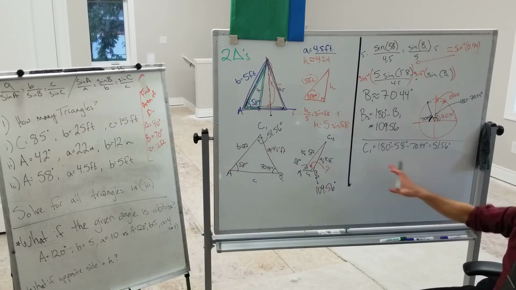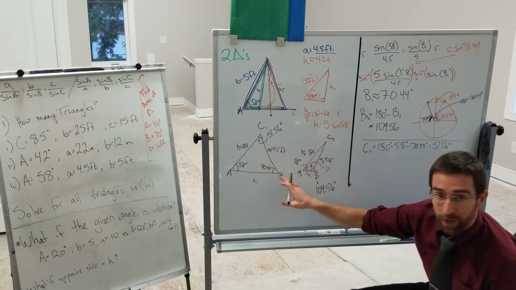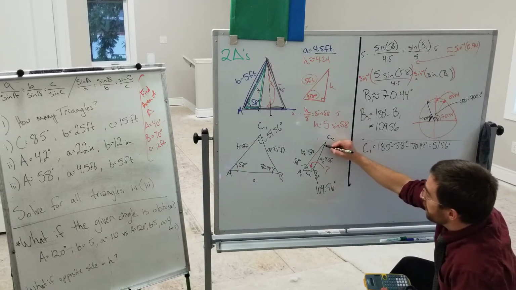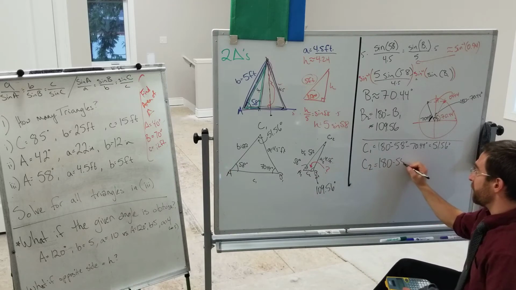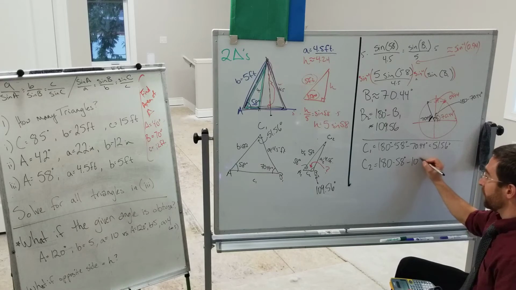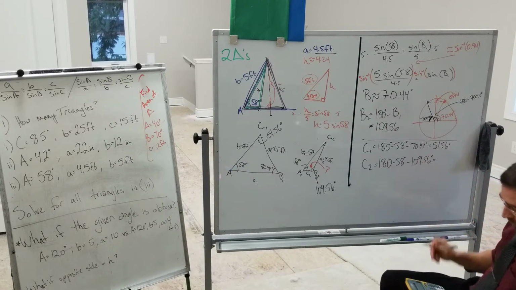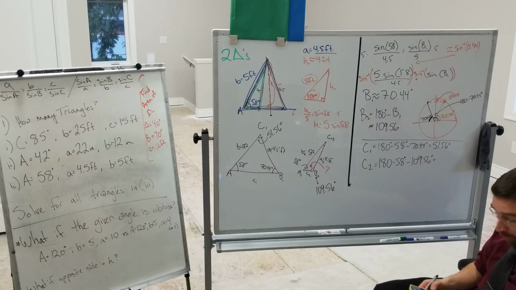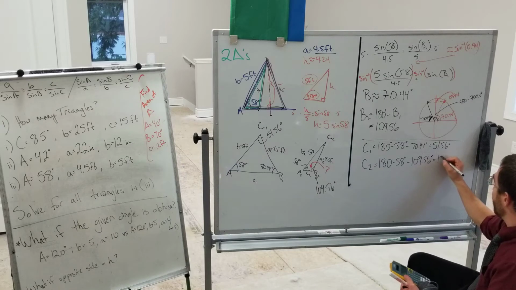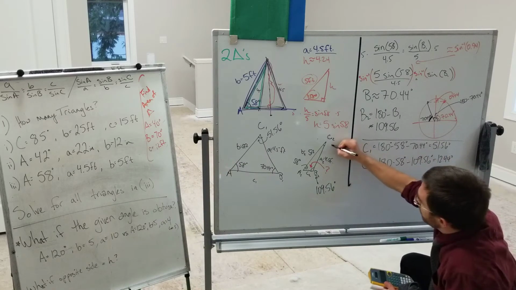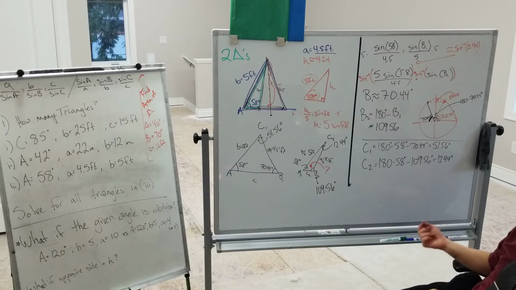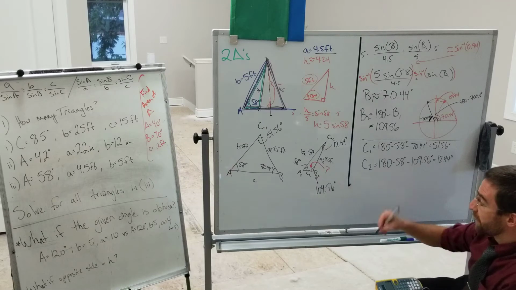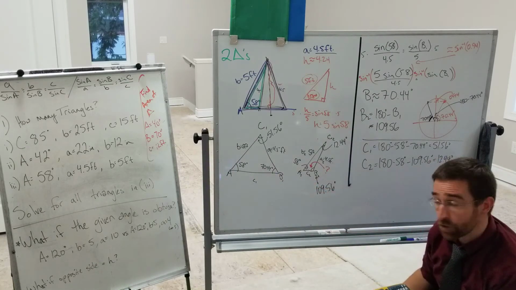And that's angle C1 because I used angles A1 and B1. If I want angle C2, it's going to just be 180 minus 58 degrees minus 109.56 degrees. So I just put that in my calculator, 109.56, boom, and we get about 12.44 degrees. So that's 12.44 degrees. Now I want to find side C1 and side C2 to finish each triangle.